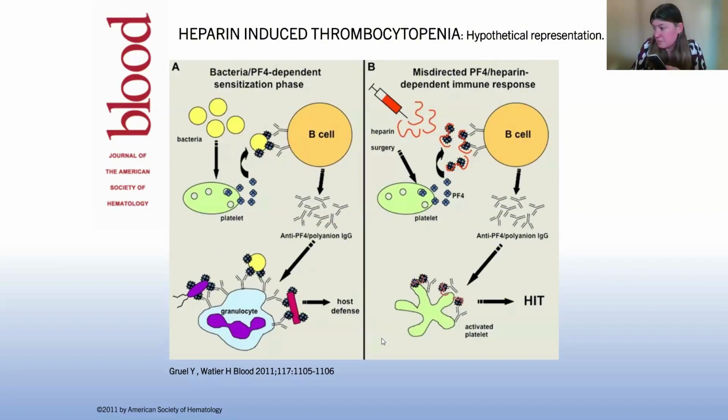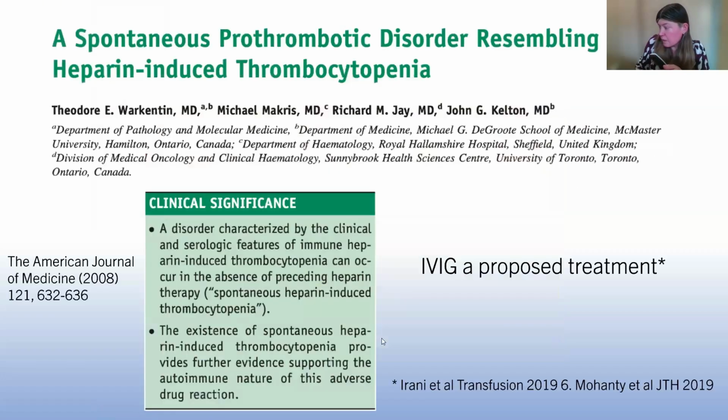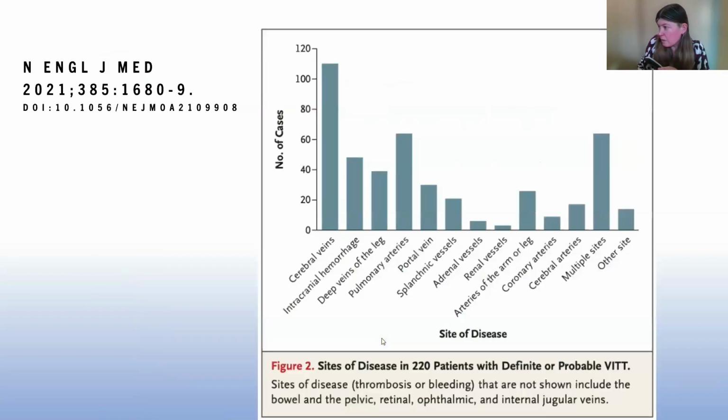So we know that HIT is a problem where we have autoimmunity against PF4, which happens when there's exposure to heparin. And people have then gone on to describe HIT-like syndromes in people who haven't had heparin exposure. So this is a case presentation of a similar disorder that resembled HIT but was felt to be spontaneous. And these authors about 6 or 7 years ago said that IVIG may be a good treatment option.